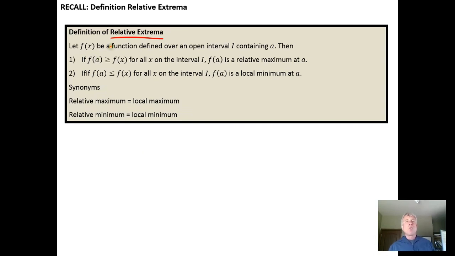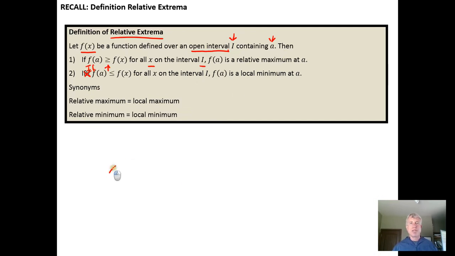So in Calc 1 we said let f of x be a function that's defined over some open interval I, where the open interval I contains a. And then what we said is that if f of a is greater than or equal to f of x for every x on the interval I, then we called f of a a relative maximum. And if f of a was less than or equal to f of x for all x on the open interval I, then we said f of a was a local minimum at a.